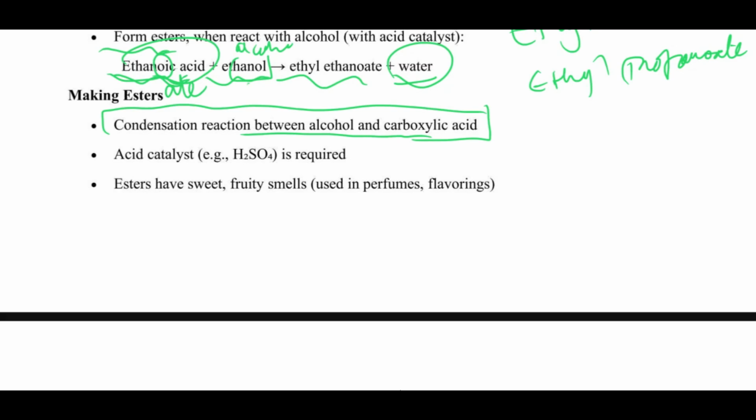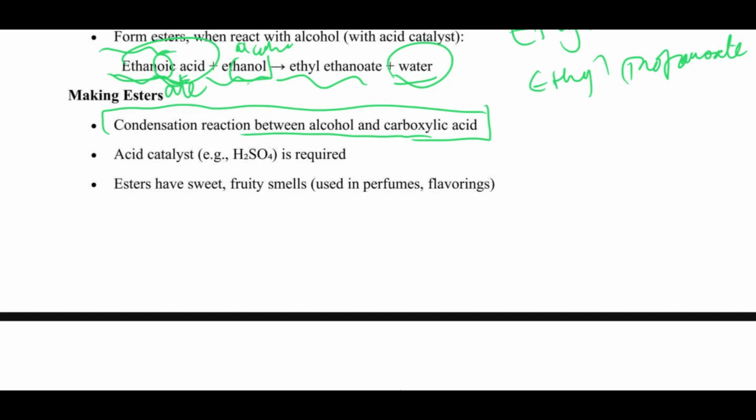Okay, so this is a condensation reaction between alcohol and carboxylic acid, and the products are esters and water. For such reactions, for the formation of esters, a catalyst is always required, and this catalyst is actually an acid catalyst, that is H2SO4. Why do we need this catalyst?